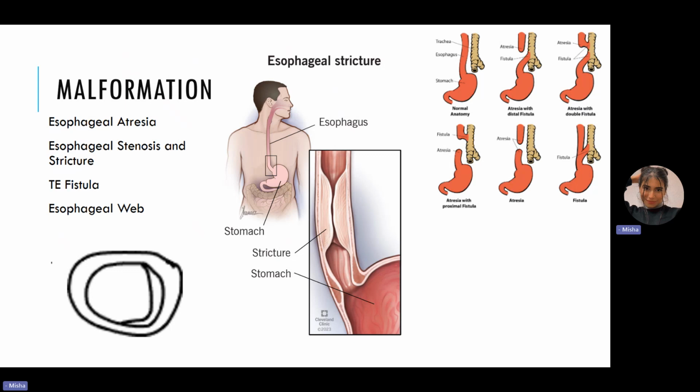Okay. So next one, let's talk about esophageal stenosis and strictures. Stenosis is a congenitally narrow esophagus. Stricture is not congenital. Stenosis is congenital, but both are basically narrowing, often the result of reflux or some kind of corrosive esophagitis.